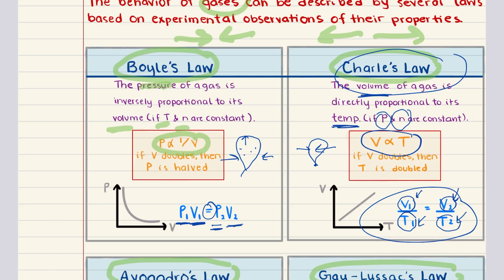This is because the Kelvin scale starts at absolute zero, so 0 Kelvin. That's the lowest possible temperature, and that is where all molecular motion theoretically stops. In fact, it was Charles' research that led to the understanding that negative 273.15 degrees Celsius corresponds to 0 Kelvin. And this is why we use the Kelvin scale in gas law calculations.